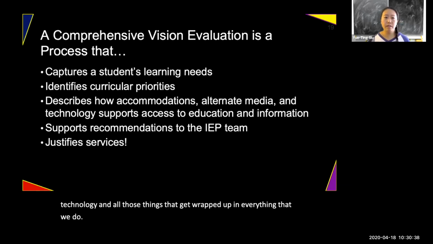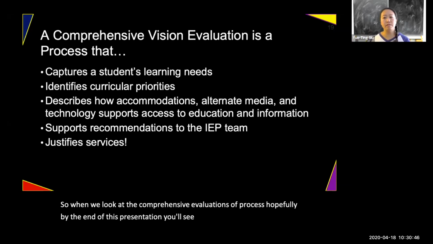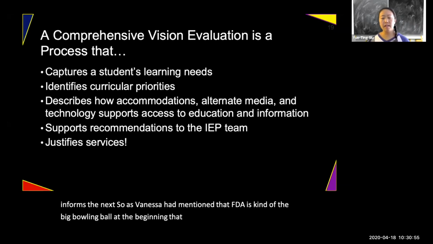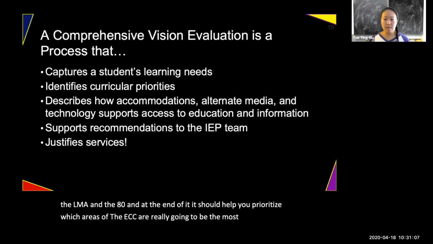So when we look at the comprehensive evaluation as a process, hopefully by the end of this presentation, you'll see how each assessment really informs the next. As Vanessa had mentioned, the FVA is the big bowling ball at the beginning that starts the process and feeds into the LMA and the AT. And at the end of it, it should help you prioritize which areas of the ECC are going to be the most meaningful for the students.